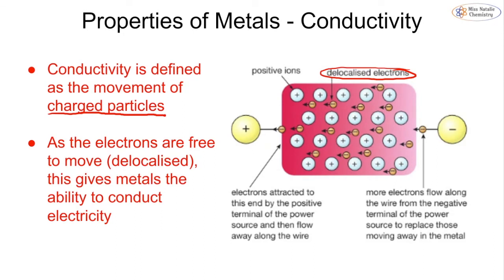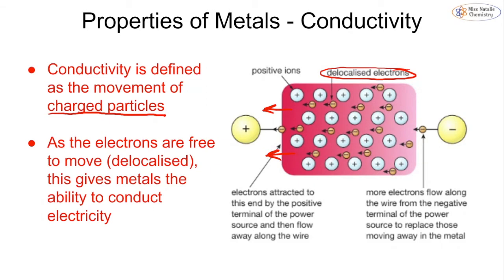So what we can see in this diagram here is that if we put the positive terminal of a battery or a cell, or some sort of power source, onto a metal, all of the electrons are going to be attracted towards that power source because the negative electrons are going to be attracted to the positive. So you're going to see this movement of charge here, so they're allowing the electrons to flow along the wire.